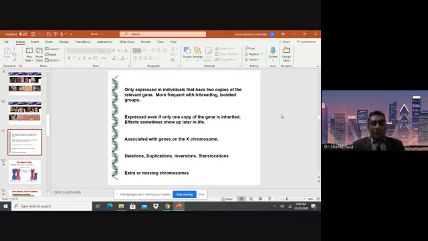There are different chromosomal changes involved: deletions, duplication of genes, inversions, and translocations. So we can say extra or missing chromosomes are involved here.